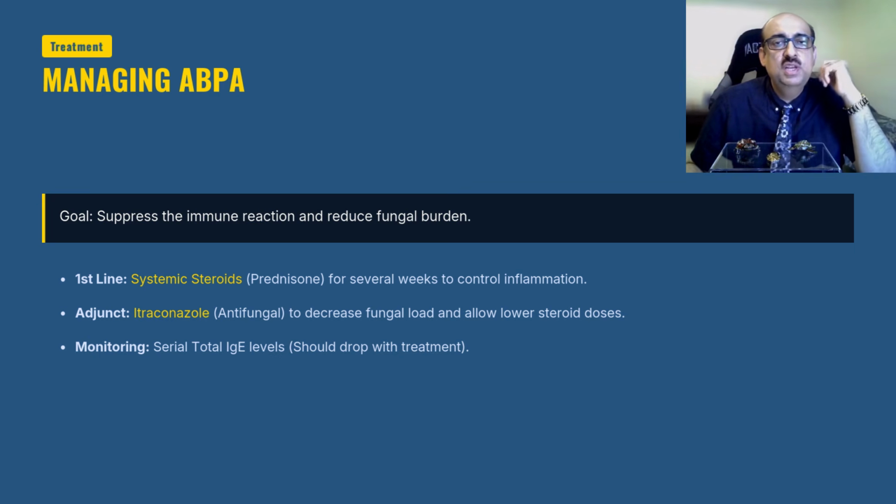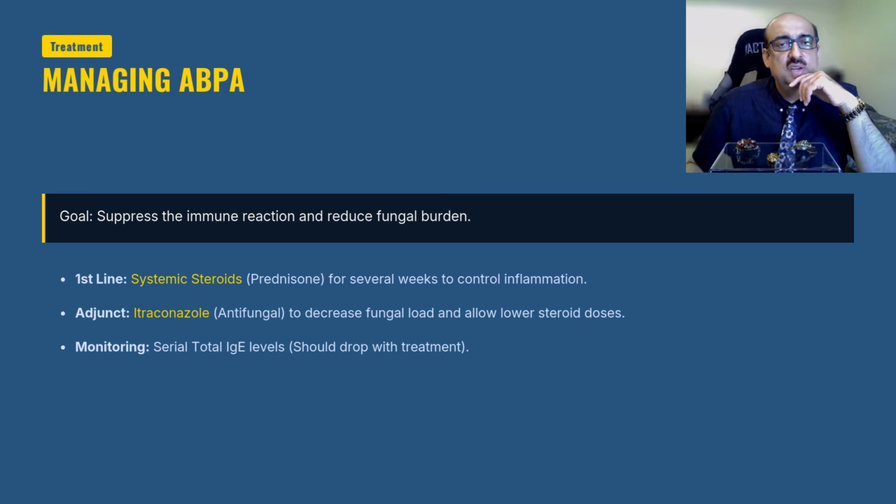So what's the goal in ABPA, allergic bronchopulmonary aspergillosis? It is to suppress the immune reaction and also to reduce the fungal burden. So it's a two-pronged approach. To suppress the immune reaction, you need systemic steroids in terms of prednisolone, usually given for several weeks because it will take time for clearance or for suppression of the immune reaction.